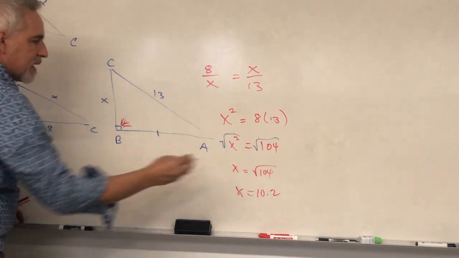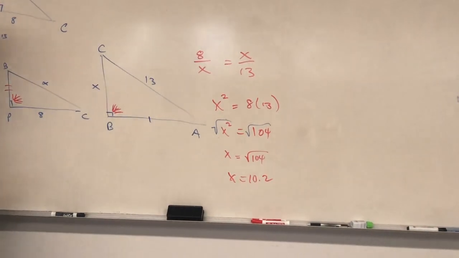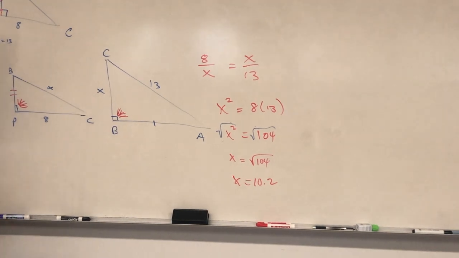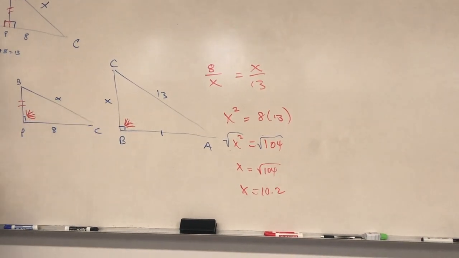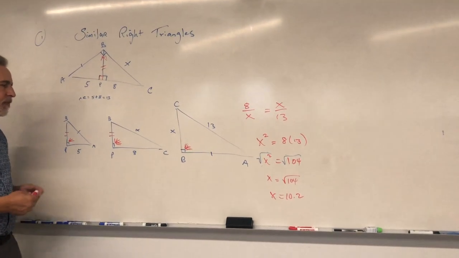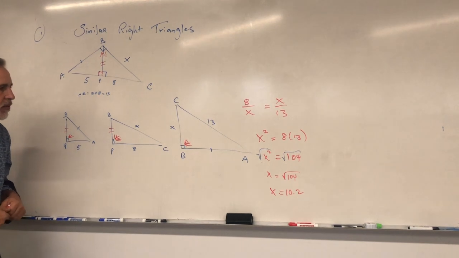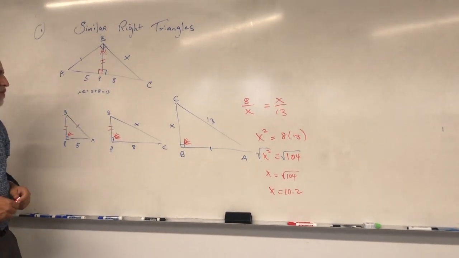Square root of X squared is X. And then the square root of 104 ends up being 10.2. If you put that in your calculator, that's what you'll get. And there's your side length. So now we have 10.2 here, we have 10.2 there. And we can compare those triangles, and we've got the missing side length. So again, finding missing side lengths by comparing similar right triangles.